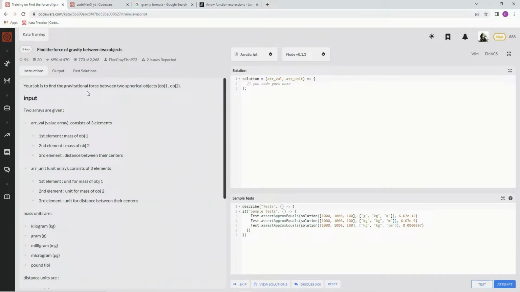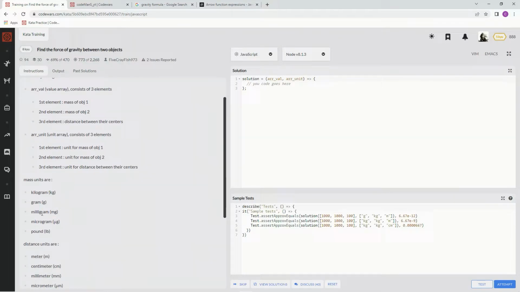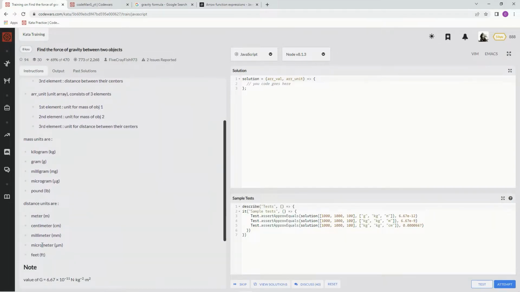Our job is to find the gravitational force between two spherical objects. We're given a value array, which is the mass of object 1, mass of object 2, and the distance between their centers. That's going to be these ones. And then we're given the unit array, which is the unit for mass 1, the unit for mass 2, and the unit for the distance, which are going to be these. The mass units can be any kind of unit, and the same with the distance units, even feet and pounds included.